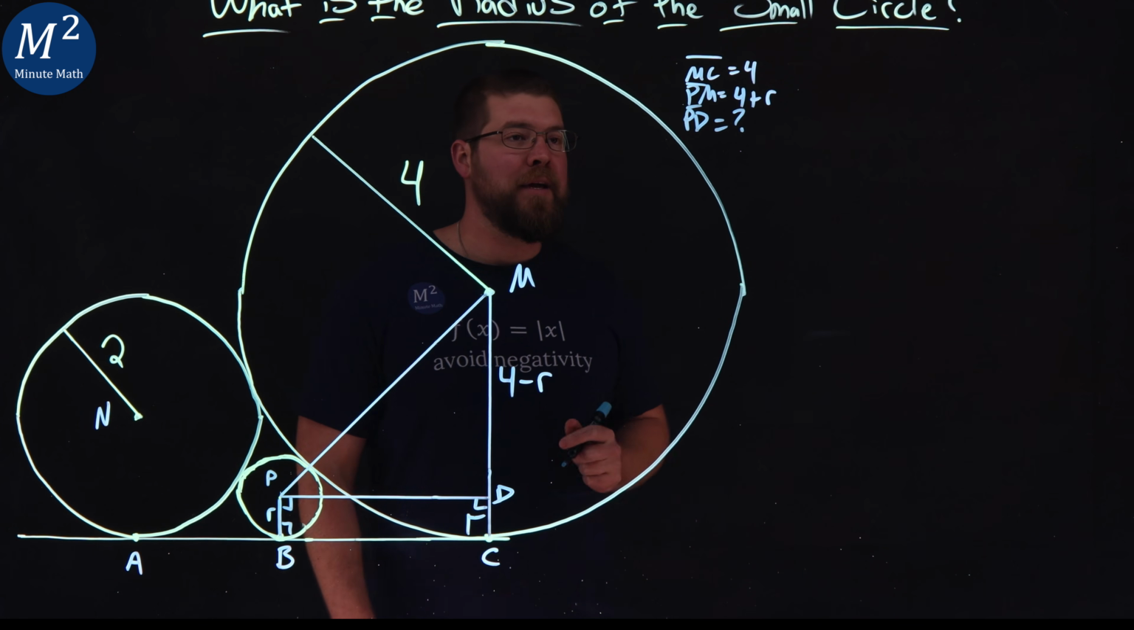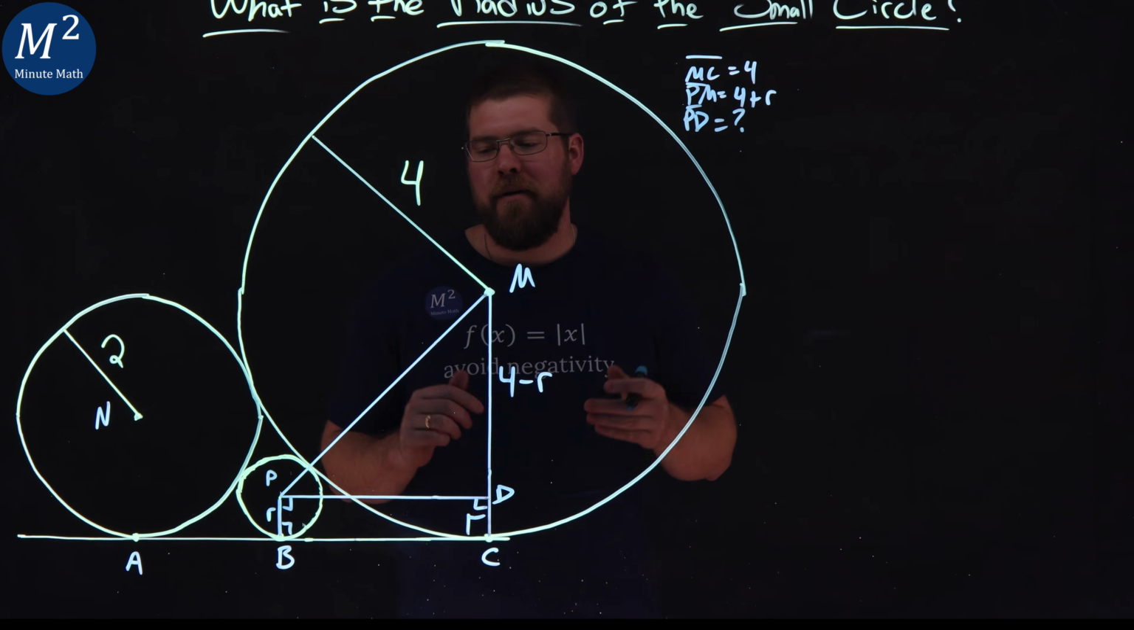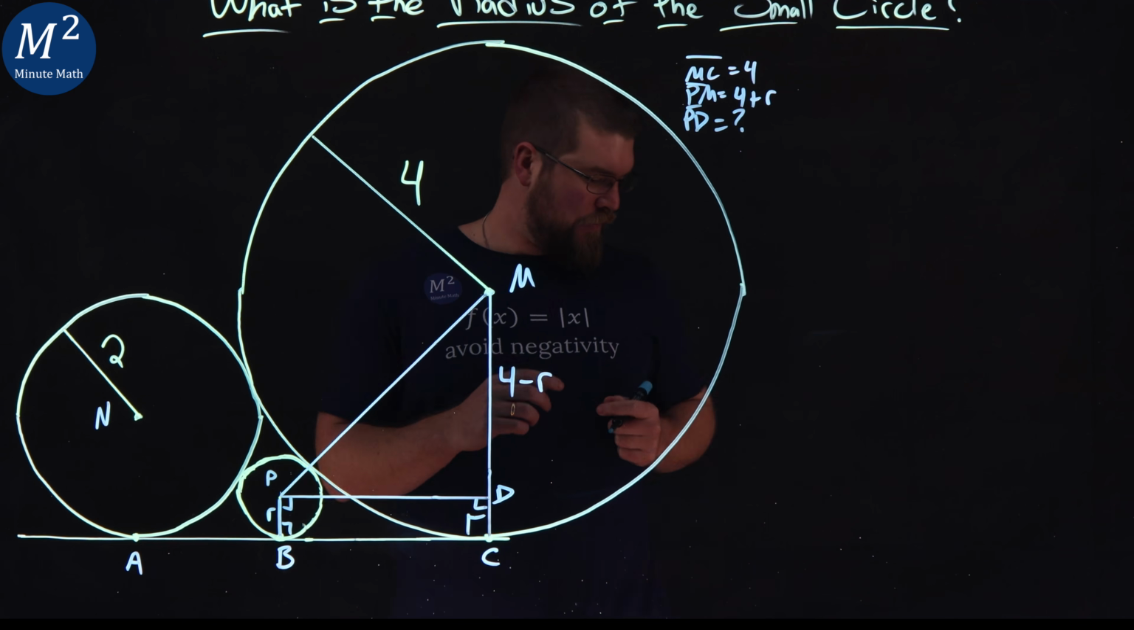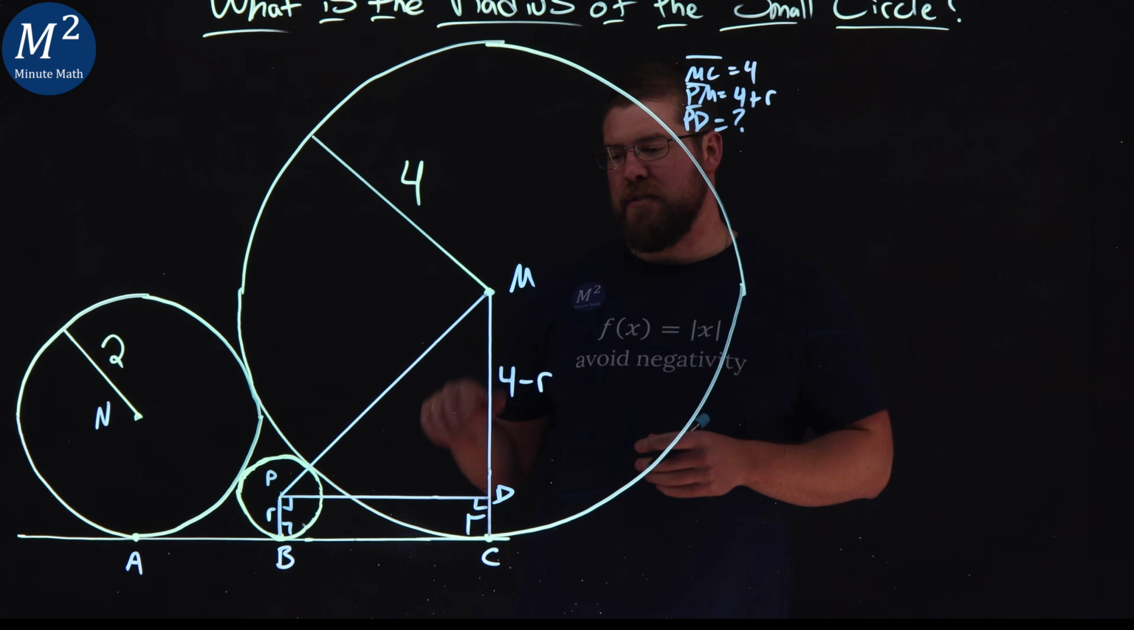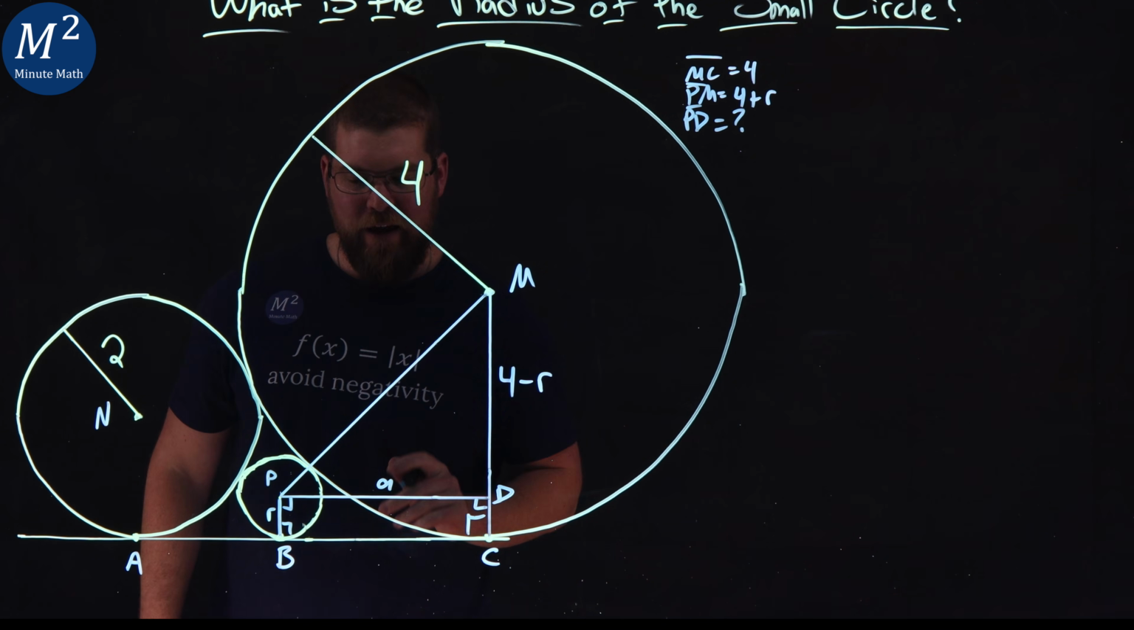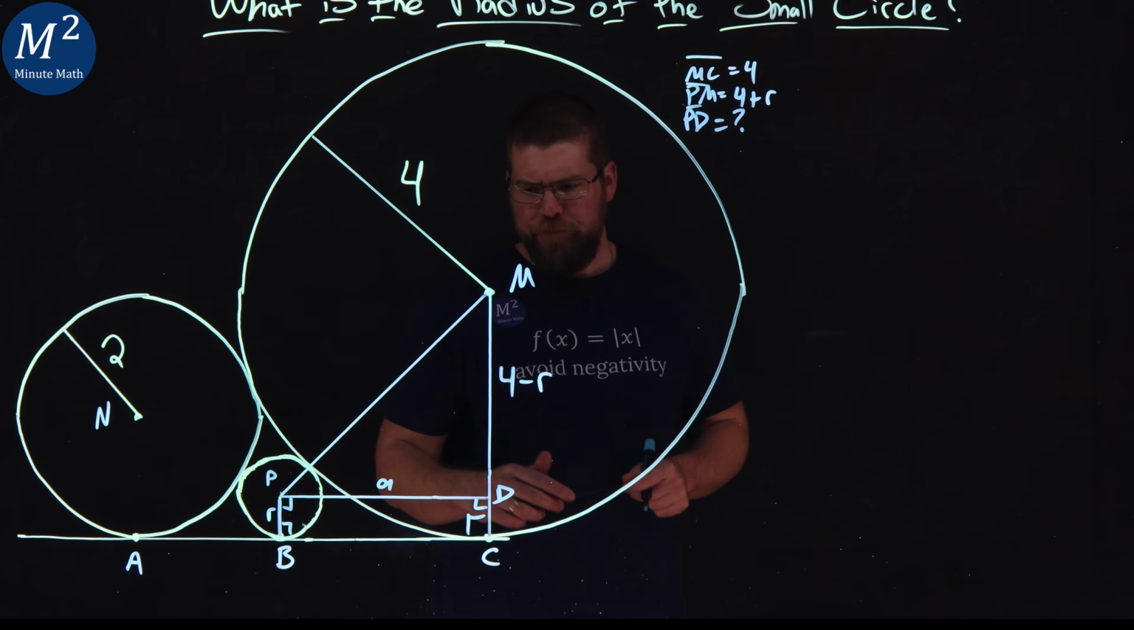We have a good old Pythagorean theorem that can help us out here. A squared plus B squared equals C squared. Let's call this length here A, the length of AD.